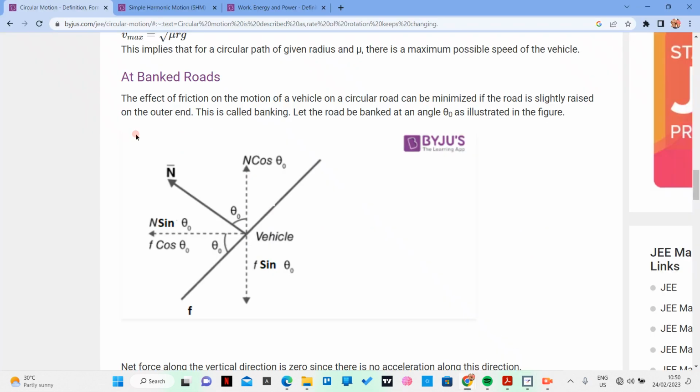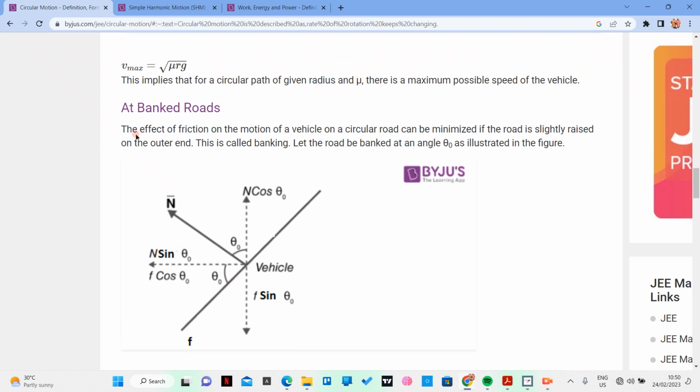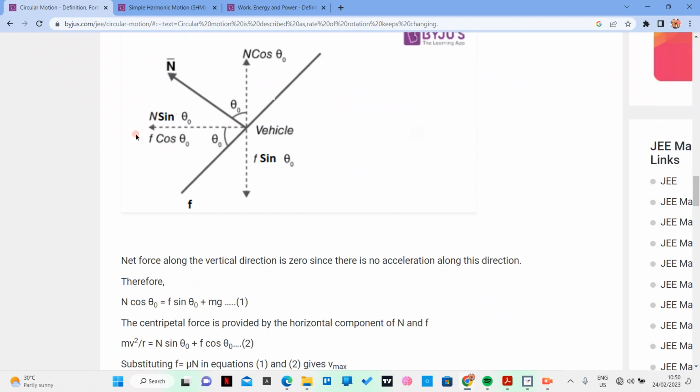So these are the representations that you have. This is your angle theta, the banking angle, and then you have your normal reaction. Now you have the weight of the object also coming down. The weight of the vehicle is coming in this direction.